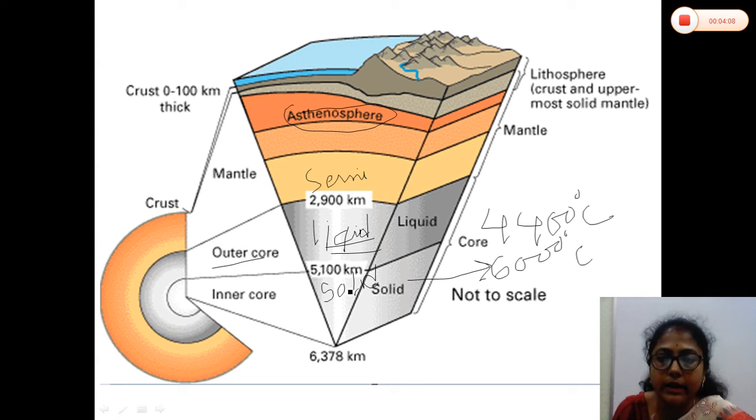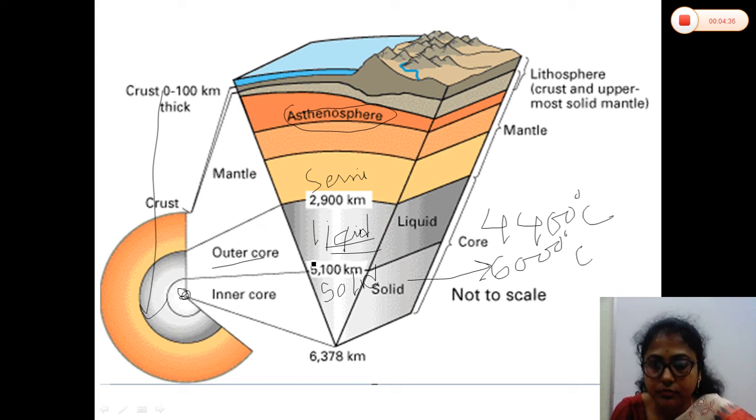What is the reason behind that? Yes, because of the extreme pressure. Pressure is constantly increasing, and pressure is maximum on the inner core because it gets the maximum overlying pressure here. It is the center of the earth. See, this is the center of the earth, so it gets the maximum overlying pressure.